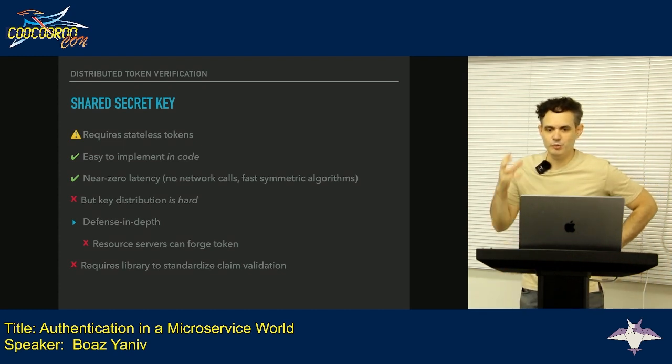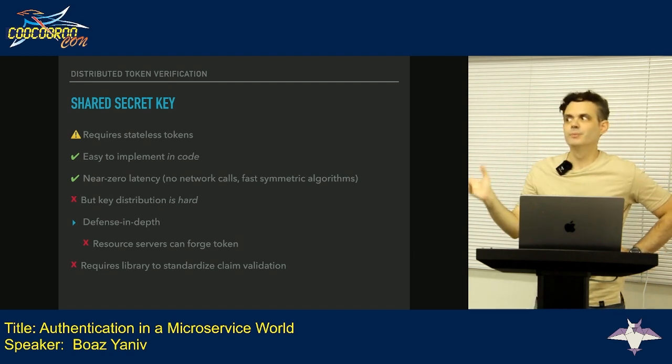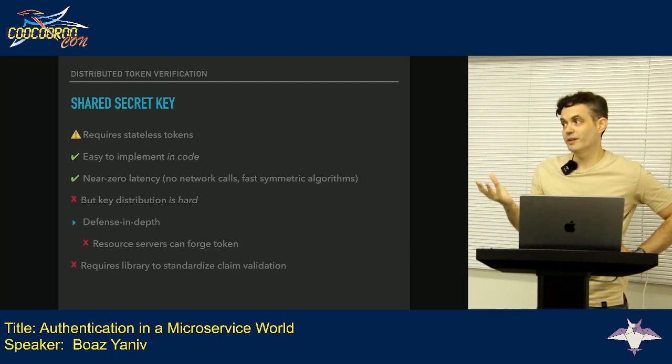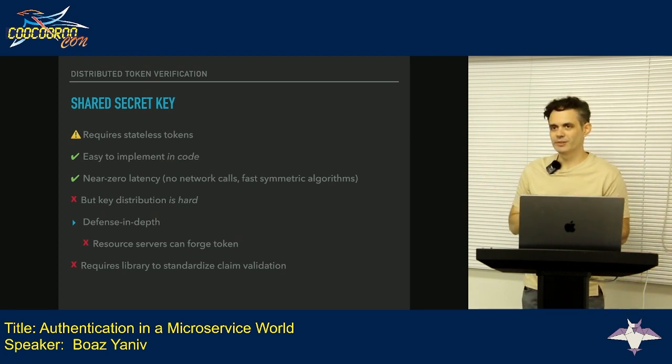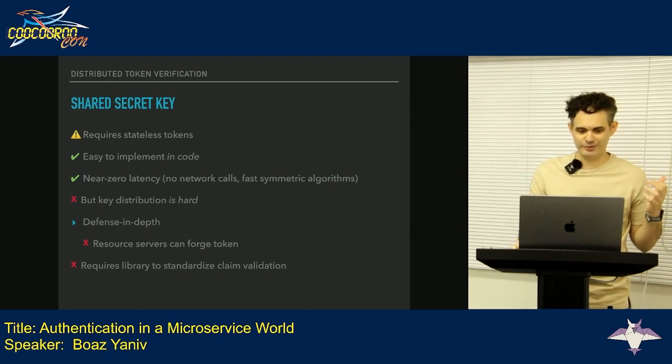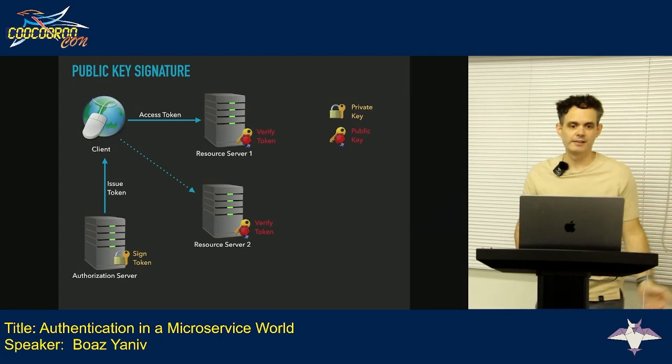And you still probably need some library to standardize the way you validate them, because especially if you have multiple claims that you need to care about, you need to make sure that all the services validate them in the same way correctly. Otherwise, you might run into issues and you will have vulnerabilities. And that is still a bit of a problem if you have different services written in different languages.